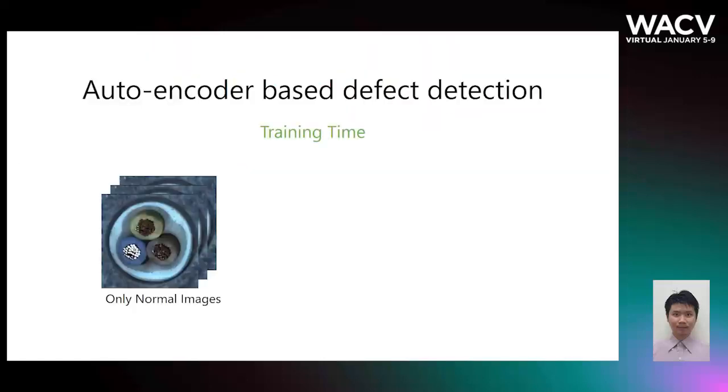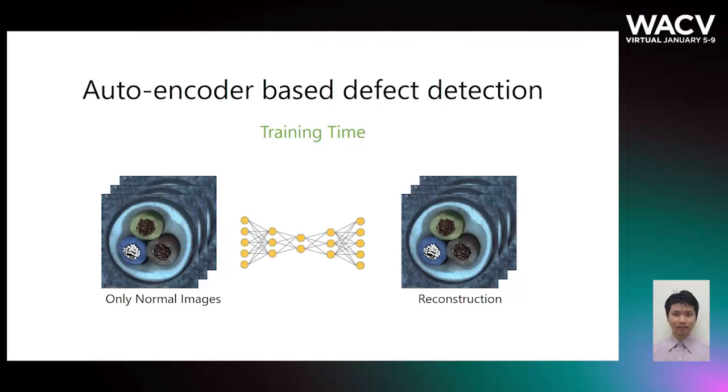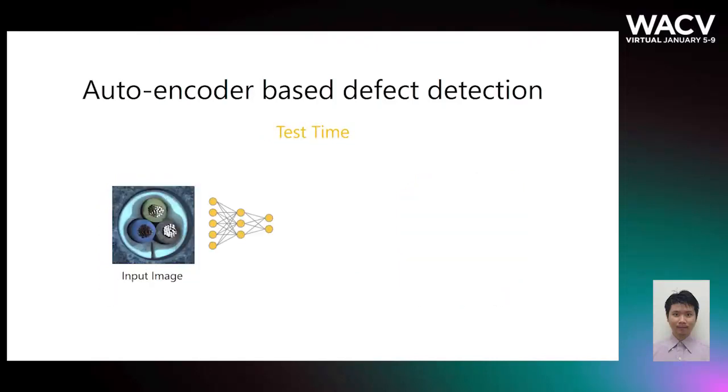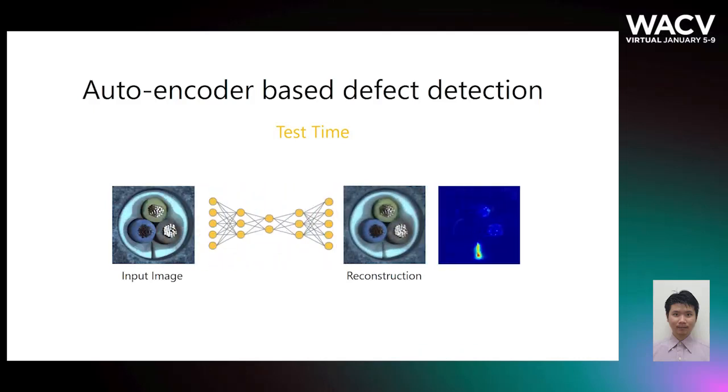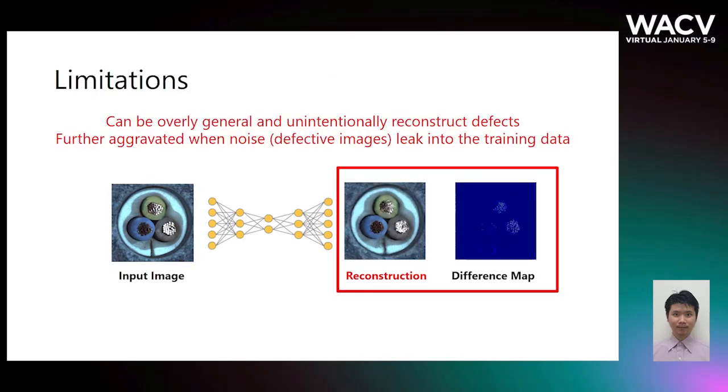A common approach is to train an autoencoder on only normal images. At test time, it would have difficulties reconstructing defects since it was only trained on normal images. We can then get the difference between the two and treat large differences as defects that we want to separate out. However, in practice, autoencoders can be overly general and reconstruct defects as well. This is further aggravated if noise or defective images leak into the training dataset.